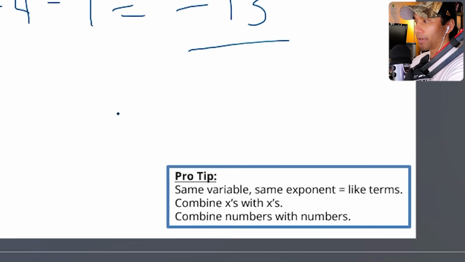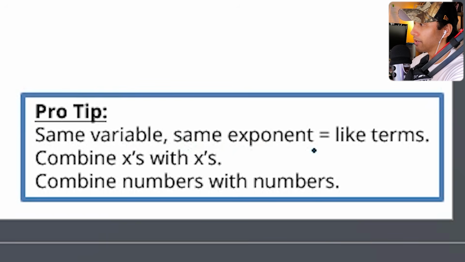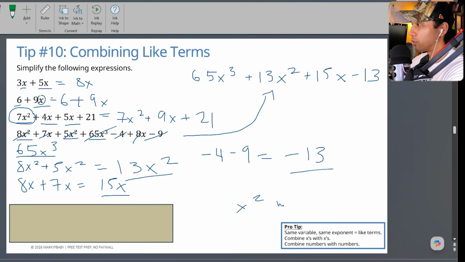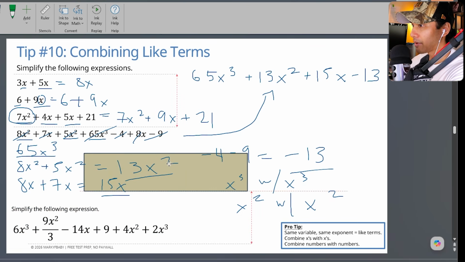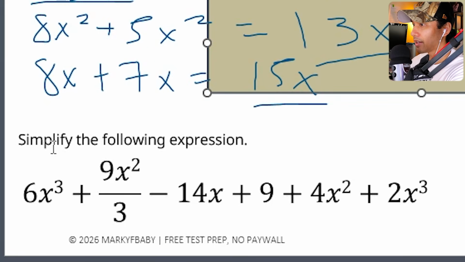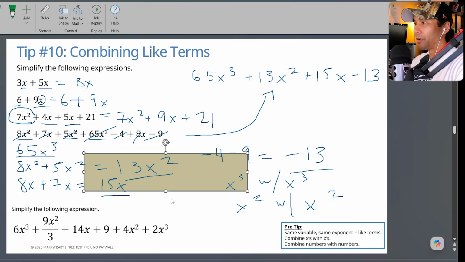So the pro tip here is same variable, same exponent equals like terms. Combine the x's with x's, combine numbers with numbers, and then x squareds with x squareds and x cubed with x cubed and so on and so forth. Okay, let's go look at the challenge problem. It says here, simplify the following expression. 6x cubed plus, I'm not going to read all that, but combine like terms. There's an extra step that you're going to have to do here, but you'll figure it out because you're smart.